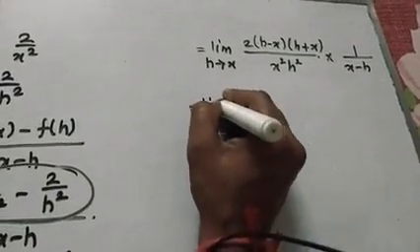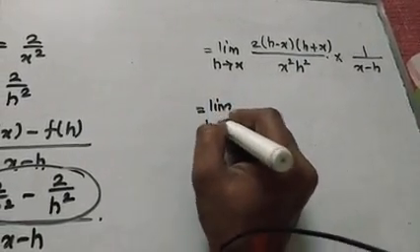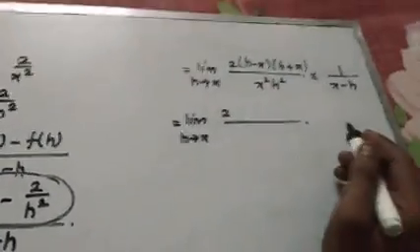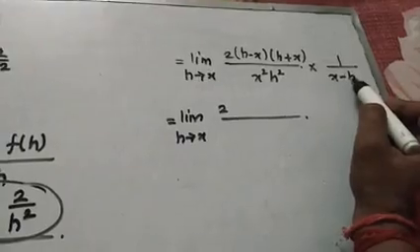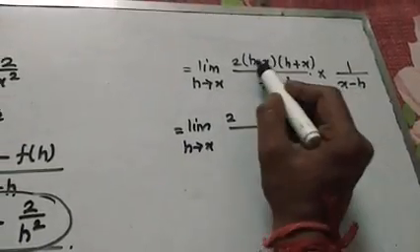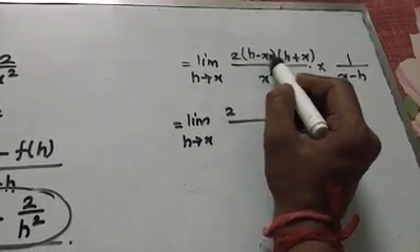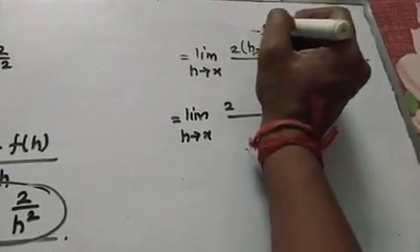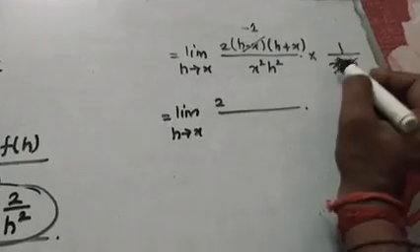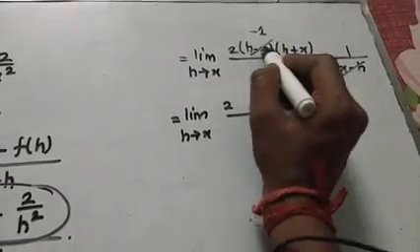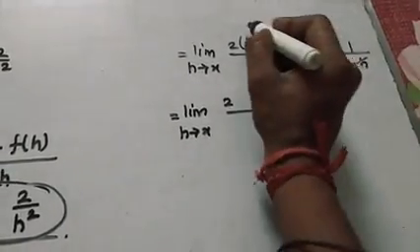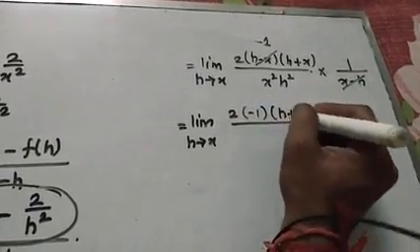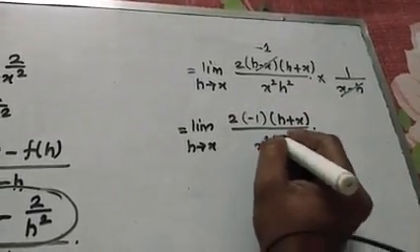That is limit h tending to x. Now see that here x minus h, here h minus x, same term. So if we cancel this term, we will get minus 1, because these are the same term but there is a minus sign change. So if we cancel this, we will get here minus 1, minus 2 into h plus x, over x square, x square.